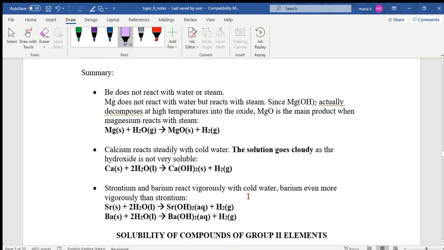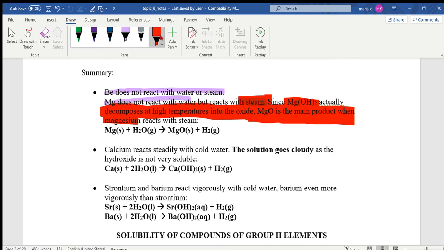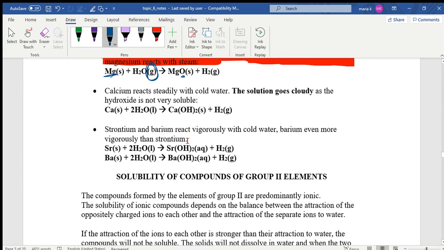Let's carry on. So, beryllium does not react with water or steam. Magnesium reacts with steam only. Since magnesium hydroxide actually decomposes at high temperature into the oxide, magnesium oxide is the main product when magnesium reacts with steam. Okay, so we're not looking at hydroxides for magnesium, we're looking at oxides. And remember, gas, so we're looking at steam only. Calcium reacts normally with cold water, and it forms the metal hydroxide with hydrogen gas.